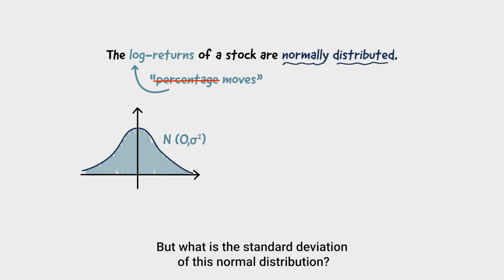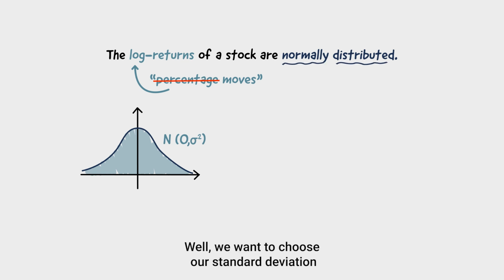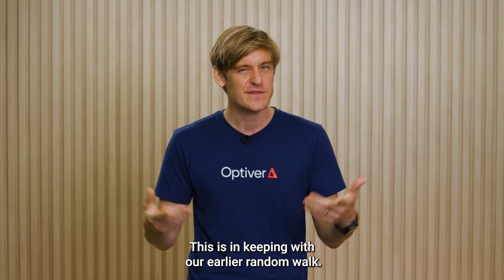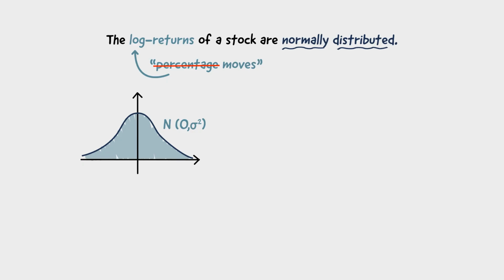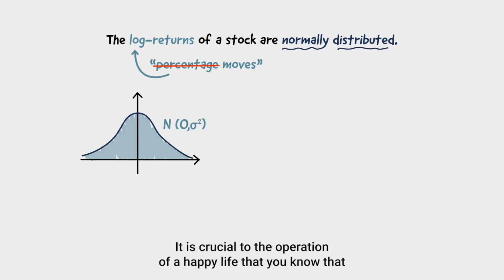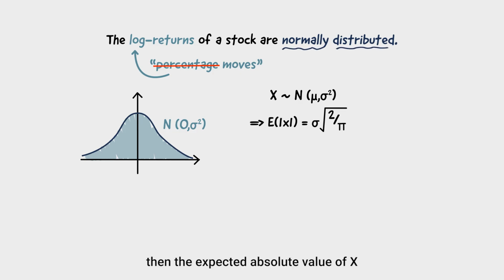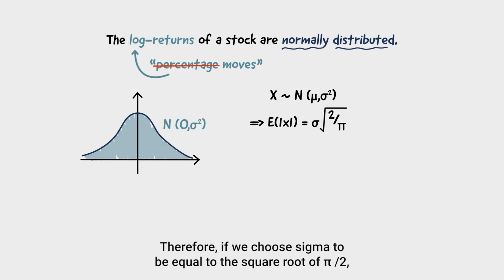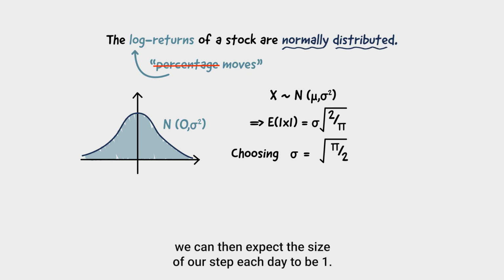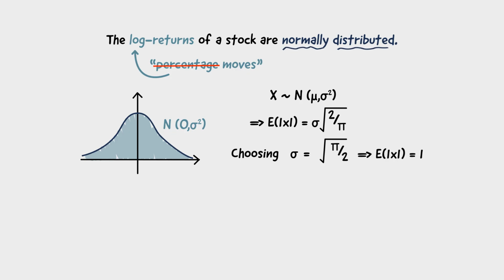But what is the standard deviation of this normal distribution? Well, we want to choose our standard deviation so that the expected size of each step is 1. This is in keeping with our earlier random walk. It is crucial to the operation of a happy life that you know that if x is a random normal variable with mean mu and standard deviation sigma, then the expected absolute value of x is sigma times the square root of 2 on pi. Therefore, if we choose sigma to be equal to the square root of pi on 2, we can then expect the size of our step each day to be 1.